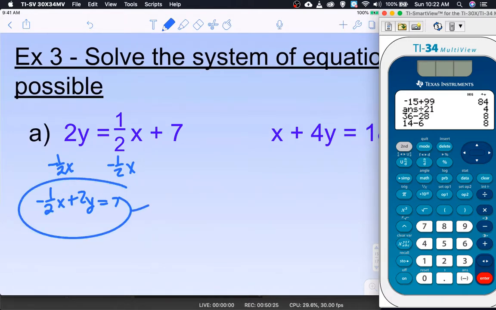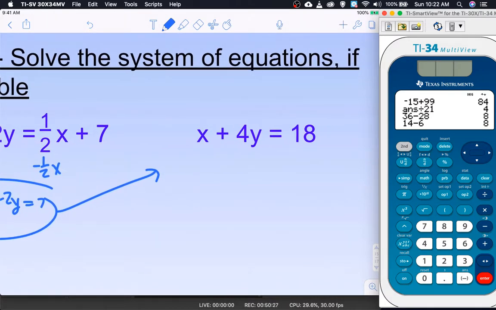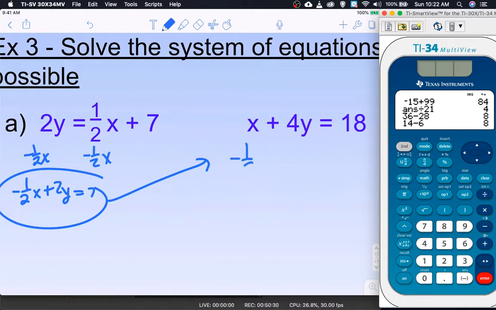And then I'm going to take him and line him up. So it was negative 1/2 x plus 2y equals 7.